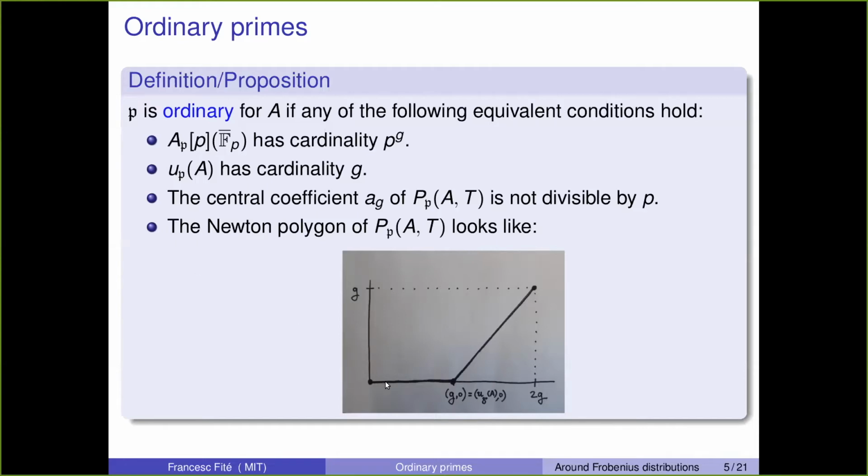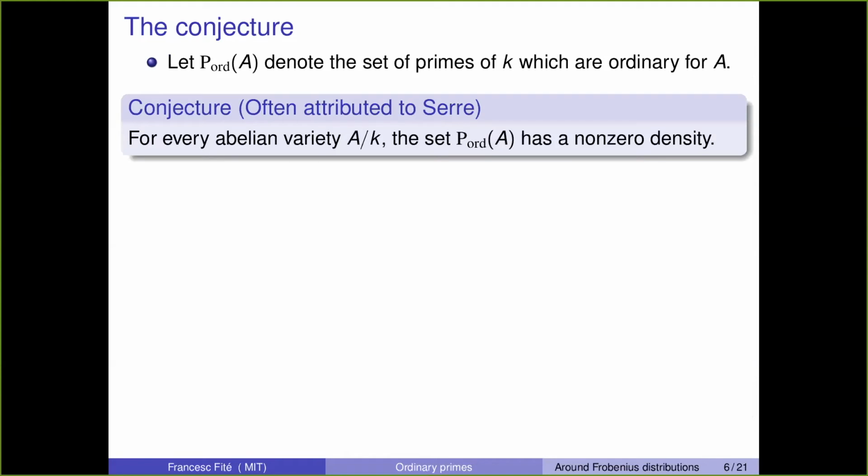Sometimes one calls this lower bound for the Newton polygon the Hodge polygon. And then in this talk, we will be concerned with the set of primes of K which are ordinary for A. And more concretely, we'll be concerned with the conjecture that is often attributed to Serre that predicts that the set of ordinary primes always has a non-zero density for any abelian variety defined over a number field.